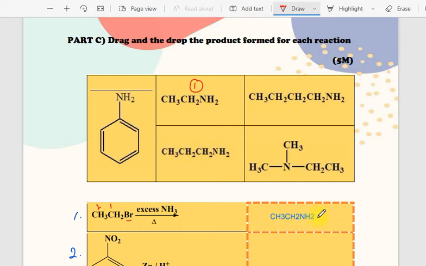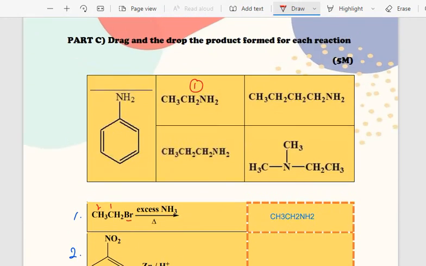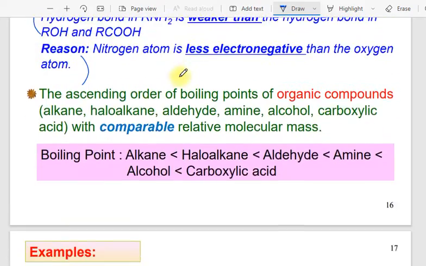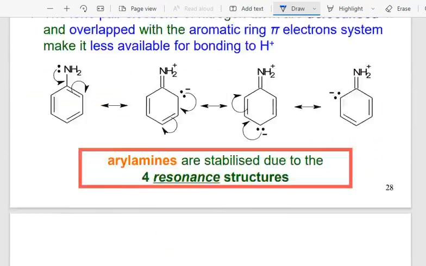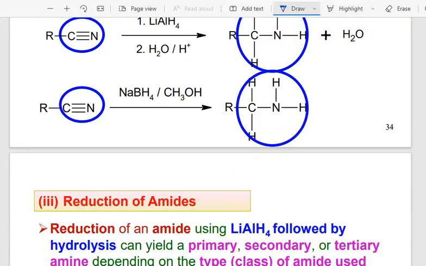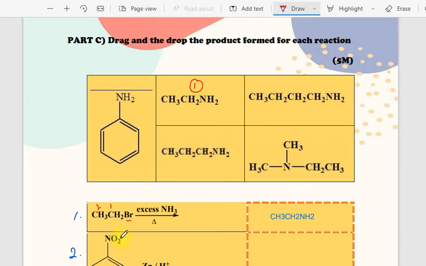CH3, CH2, and NH2. Next, this is a nitro compound, with zinc. This one is a chemical reaction, so you can refer to the lecture notes. Go to the basicity part. Yes, here, this is a nitro compound. You see, nitrobenzene.